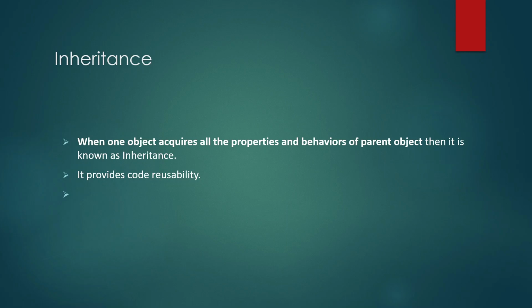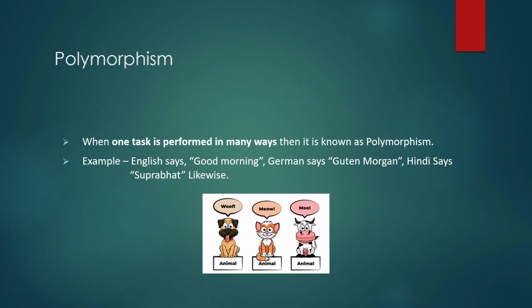When one object acquires all the properties and behaviors of the parent object, then it is known as inheritance. There are multiple types of inheritance available. We will see them later in the coming sessions. As of now, I can tell you that inheritance has single inheritance, multiple inheritance, multi-level inheritance, hybrid inheritance, then hierarchical inheritance. The next one is polymorphism.